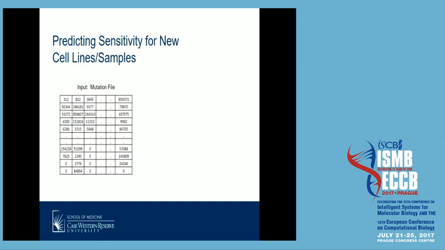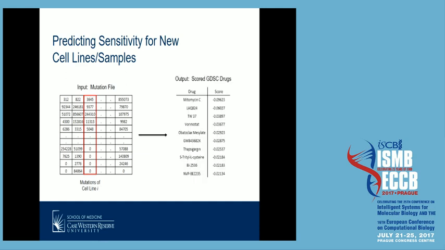All you need is an input mutation file that looks like this numeric matrix, where the columns contain the mutations of the cell line, and the mutations are in interest ID. We can output a ranked list of all the GDSC drugs, which are 138 drugs, ranked by a relative score from most effective to least effective. This can be used in many different cases for different types of research that you want to do with cancer drug cell line sensitivity.